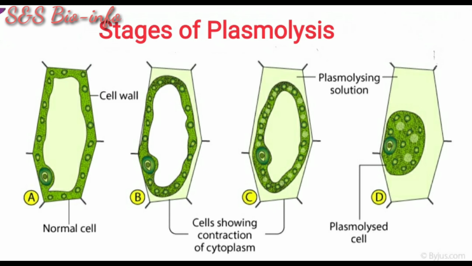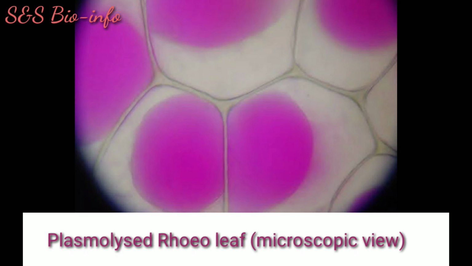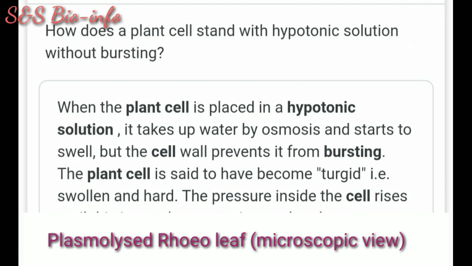D. Plasmolysed cell. So during plasmolysis, the cell loses its water so that the cell content shrinks. So finally, it would become a plasmolysed cell. Here what happens? Shrinkage of the cell, or the contraction of the contents of the cell away from the cell wall. That is plasmolysis. Now you can observe the plasmolysed Rhoeo leaf that is observed under the microscope after proper staining. Plasmolysis can be observed only in the living cells which are able to absorb water by osmosis. It will never happen in the dead cells.